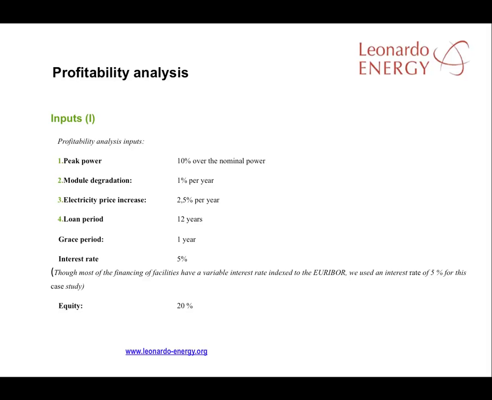That's based on a typical panel manufacturer's expectation of 10% degradation over the first 10 years, and then a further 10% degradation over the next 15 years. We also assume an increase in the price of electricity of 2.5% per year, and we assume an equity investment financing of 20% of the project, while the remaining 80% is financed by a 12-year loan with a grace period of 1 year at an interest rate of 5%. In reality, most loan financing is offered at a variable interest rate indexed to the retail price index.